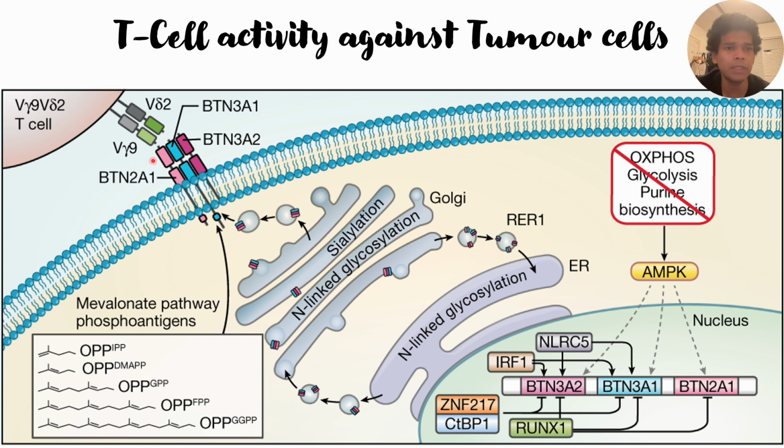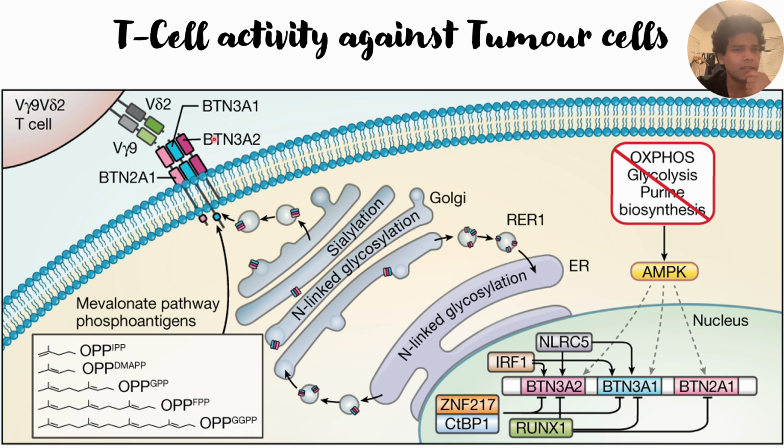In checkpoint inhibitor therapy, we try to inhibit or block the checkpoints that disrupt the T cell functions against tumor cells. And in the case of CAR T cell therapy, we artificially introduce the receptors that are present on the tumor cells.